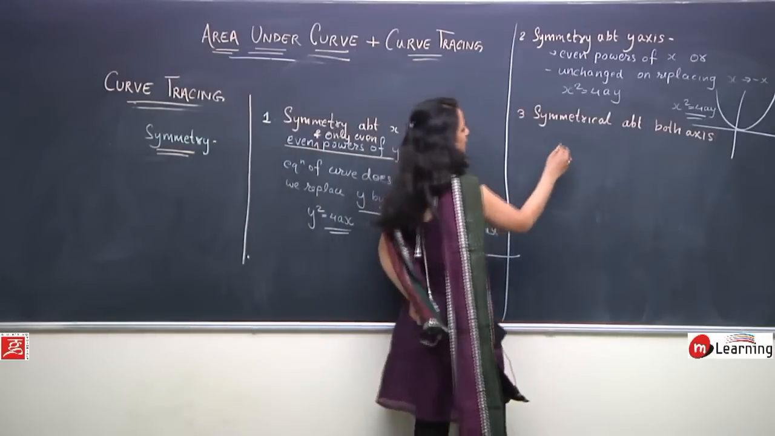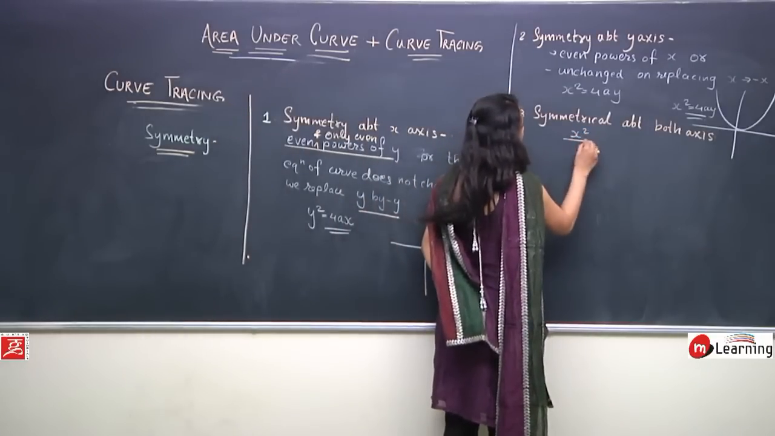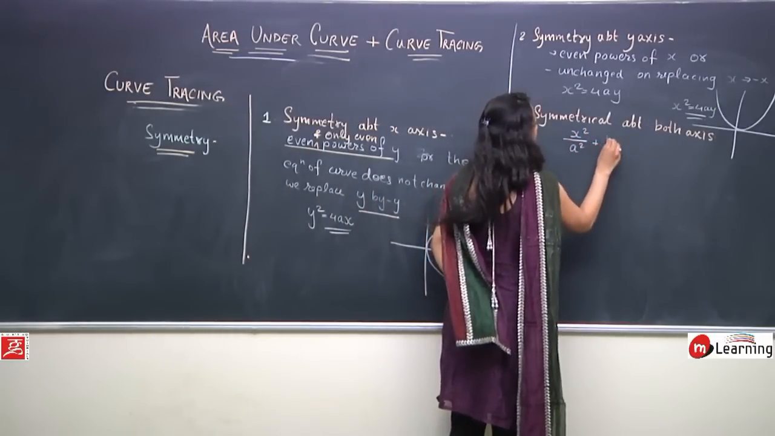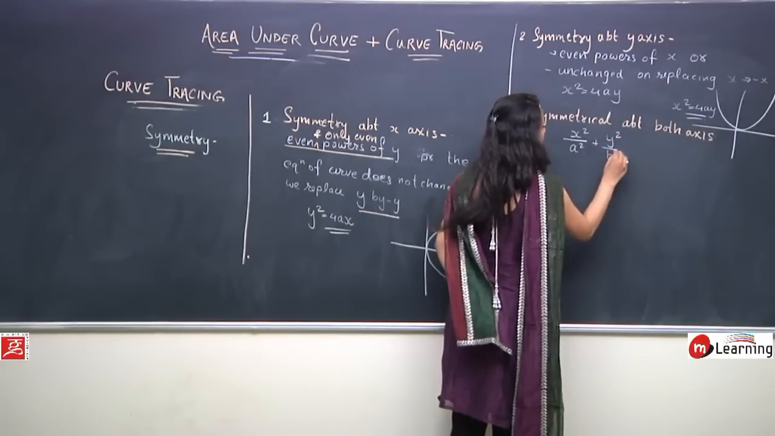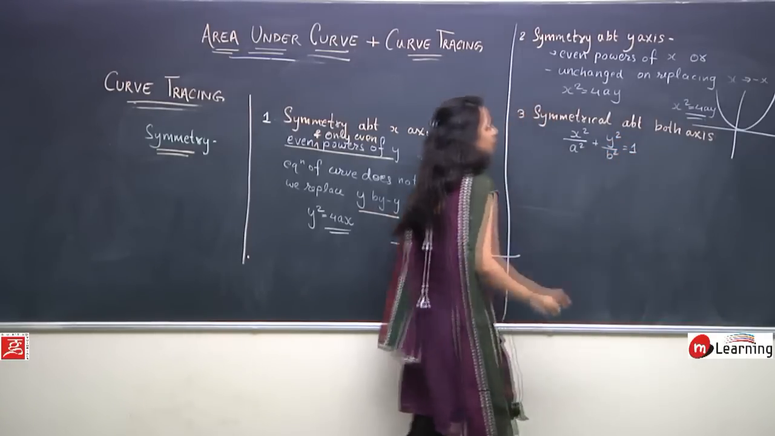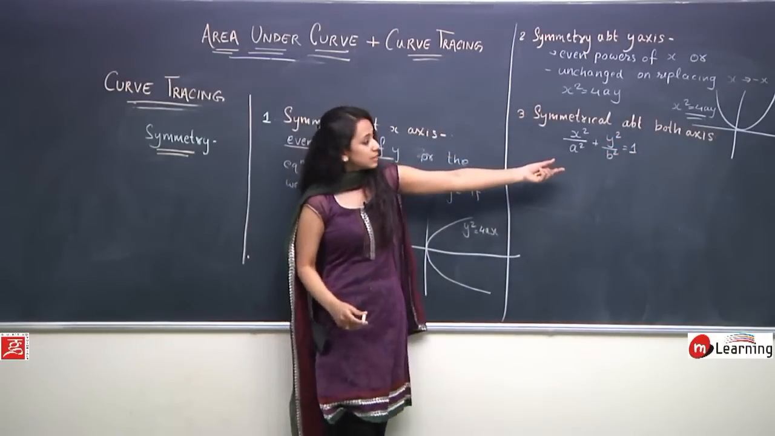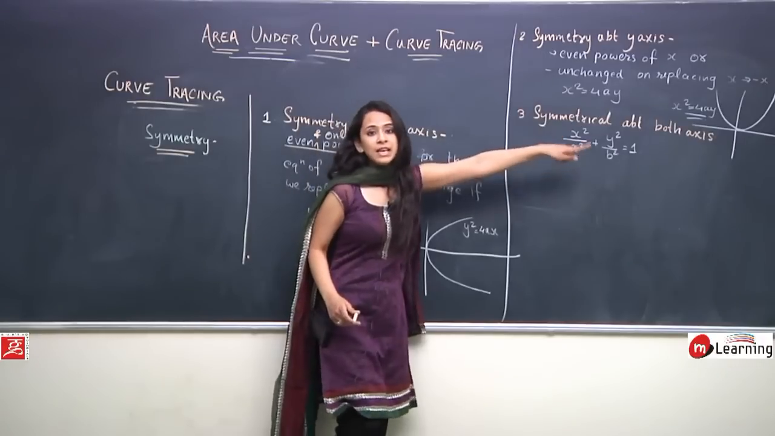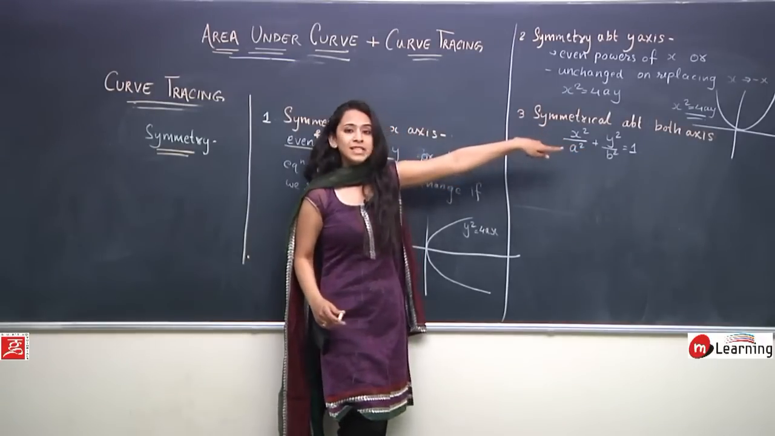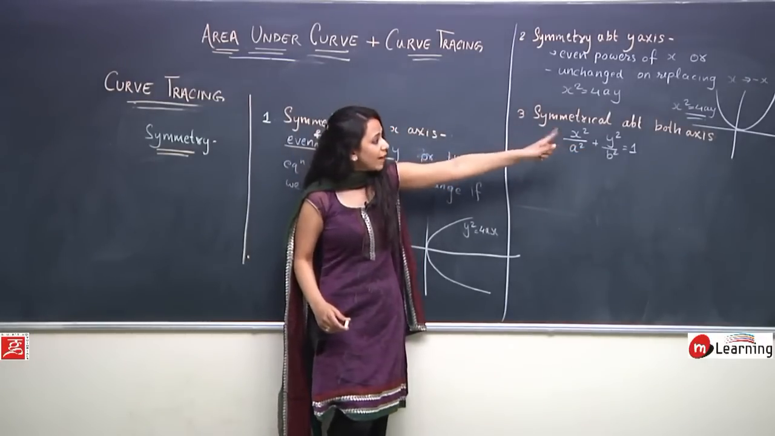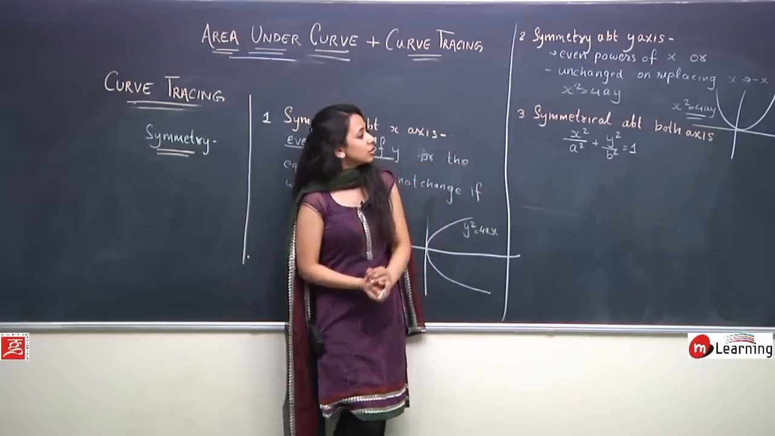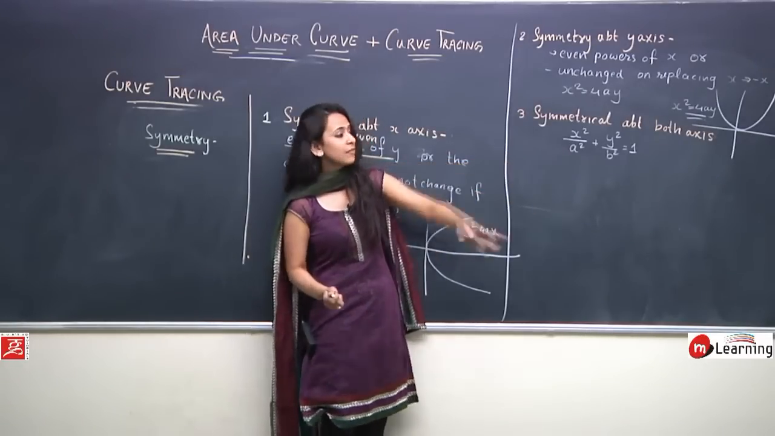For example, consider this curve x square upon a square plus y square upon b square equals to 1. So this is the equation of an ellipse. Even powers of x, even powers of y, x को minus x से replace किया, no change, y को minus y से replace किया, no change. So this curve is symmetrical about both x and y axis.